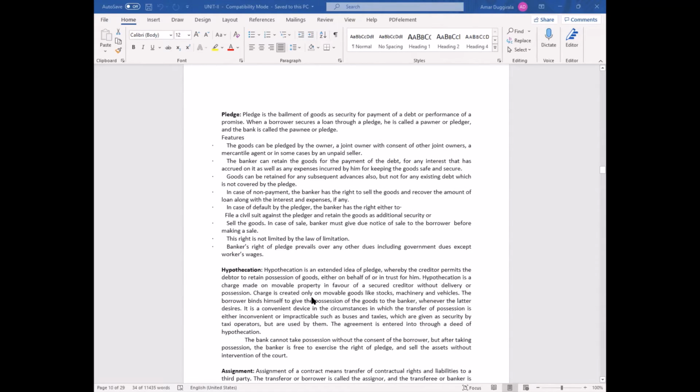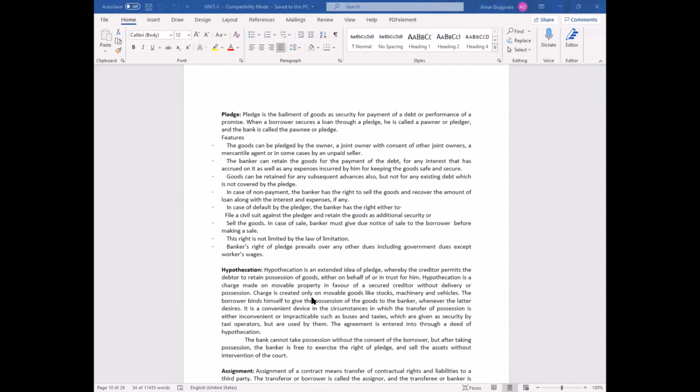The second type of thing is the pledge. Pledge is a bailment of goods. Bailment of goods, you must have studied the bailment contract between the borrower and the bank in the first year, when you must have studied the mercantile laws. So what happens? The pledge is given as a security for payment of debt or performance of a promise. When the borrower secures a loan through a pledge, he's called a pawner or the pledger, and the bank is called the pawnee or the pledgee.